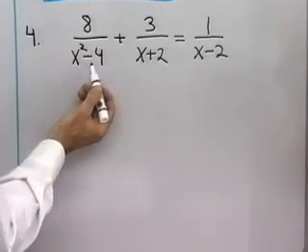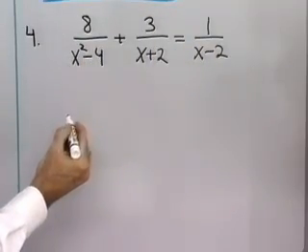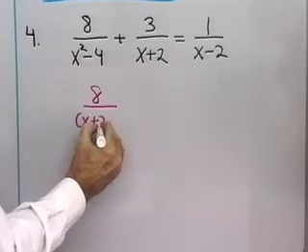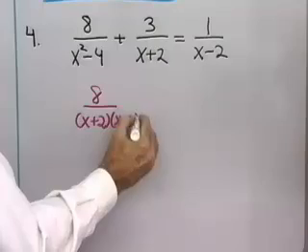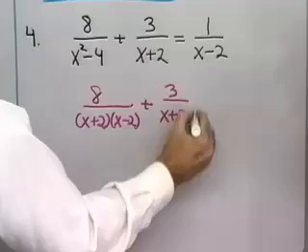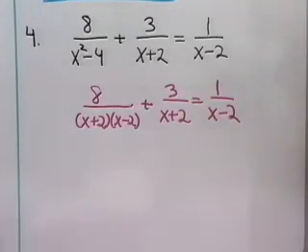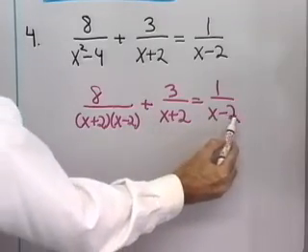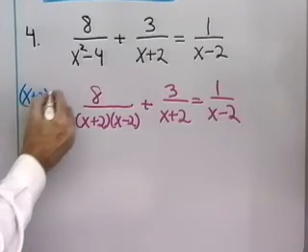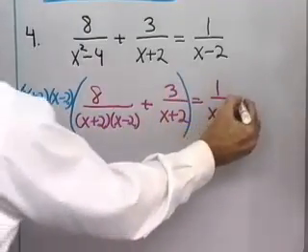Let's try one last problem. Let's see. I have this rational expression plus this one is equal to this one. This forms an equation. Let's see if we can find a solution. I'm going to start by factoring this denominator, x plus 2 times x minus 2, plus 3 over x plus 2 is equal to 1 over x minus 2. So if I look at this denominator, this one, and this one, I see that the least common denominator is x plus 2 times x minus 2. So I'm going to multiply this side by that, and then this side also.